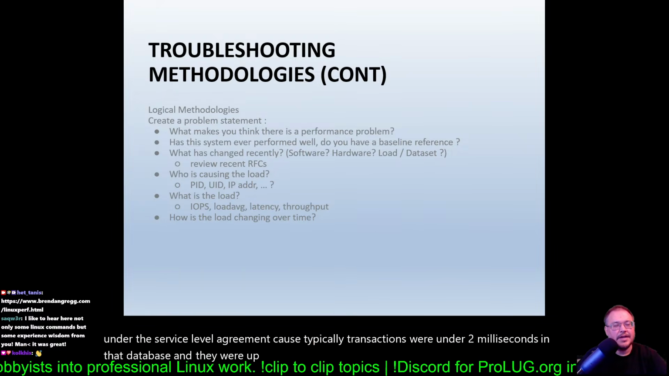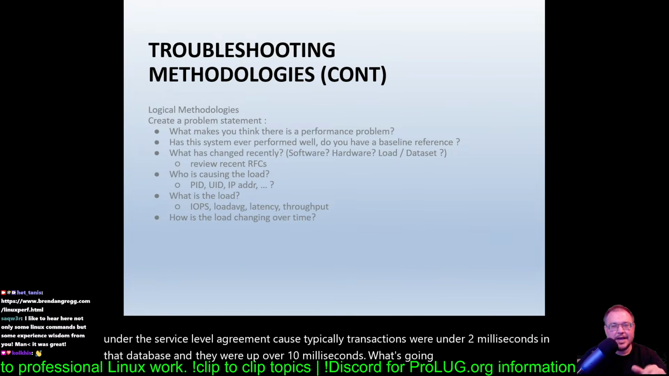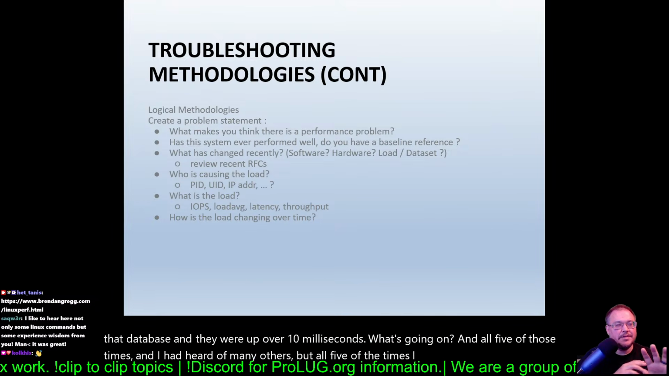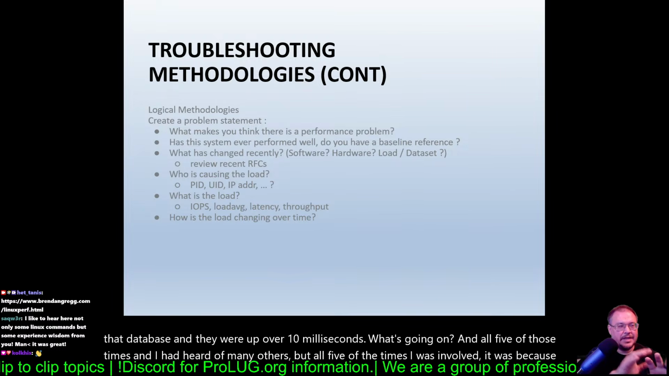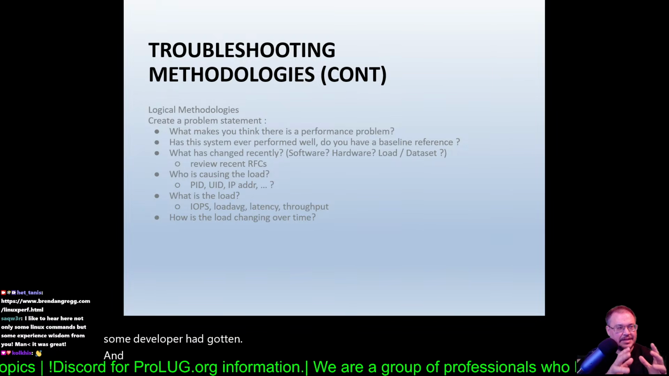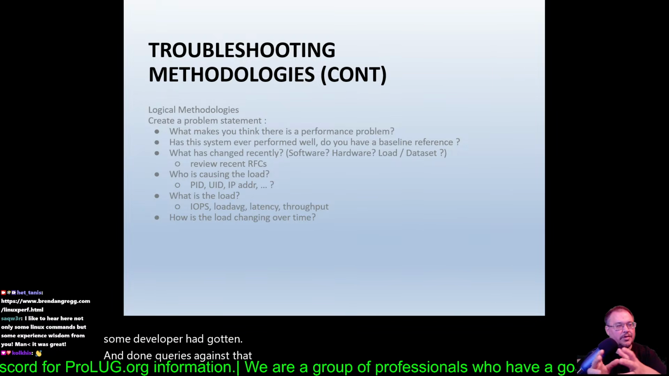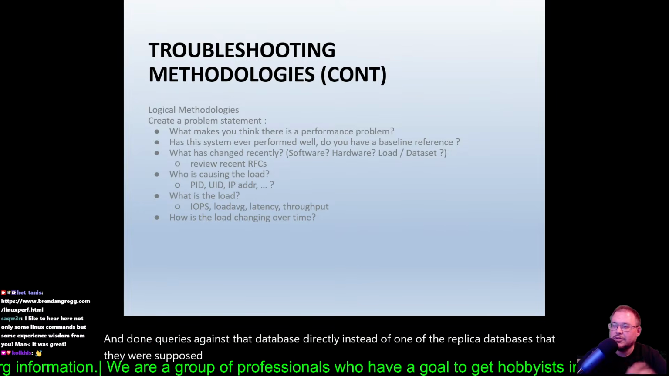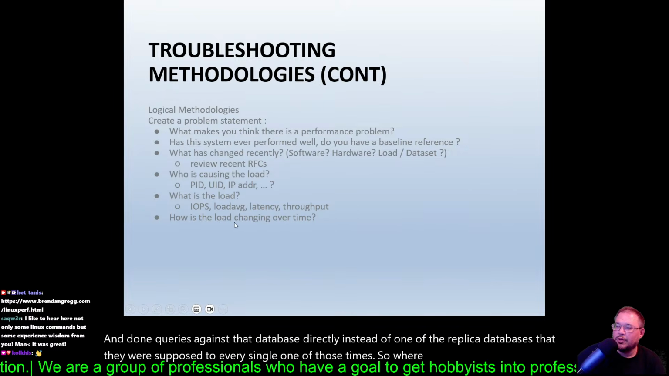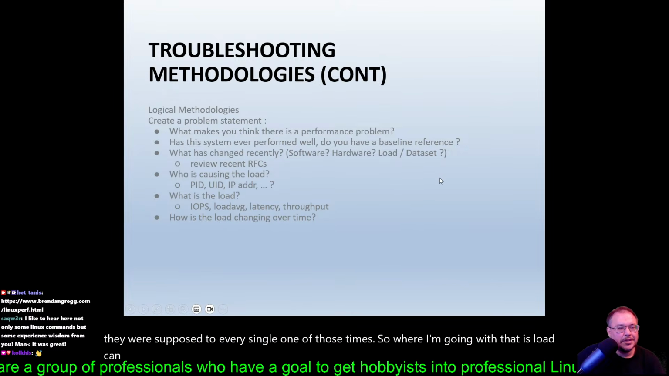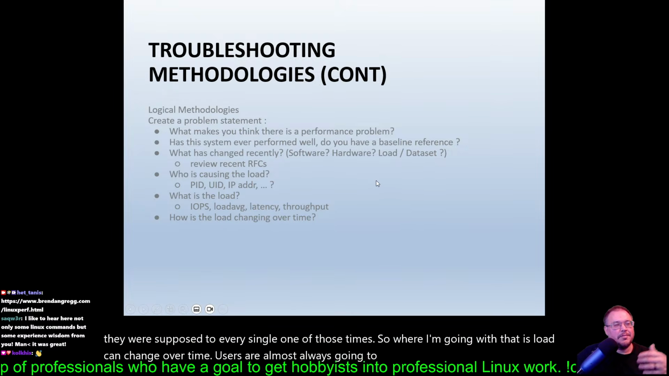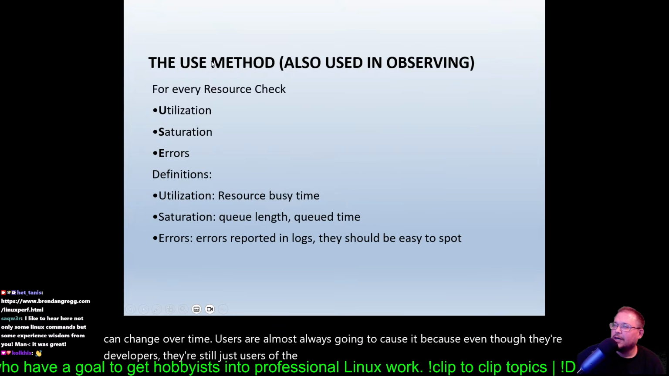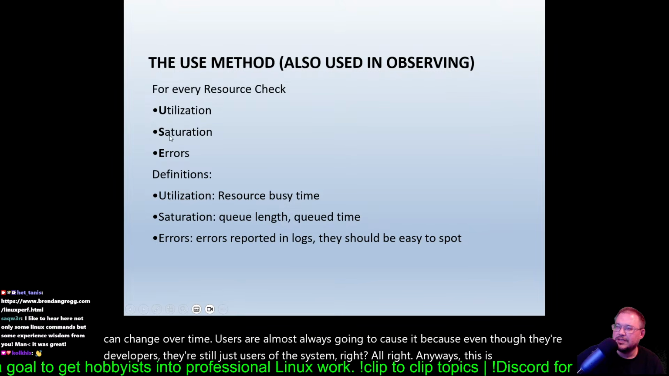What's going on? And all 5 of those times, and I had heard of many others, but all 5 of the times I was involved, it was because some developer had done queries against that database directly instead of one of the replica databases that they were supposed to. Every single one of those times. So where I'm going with that is load can change over time. Users are almost always going to cause it, because even though they're developers, they're still just users of the system, right? All right, anyways. This is the thing I was talking about, utilization, saturation, and errors.